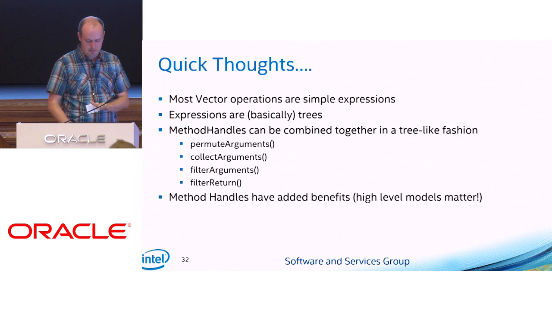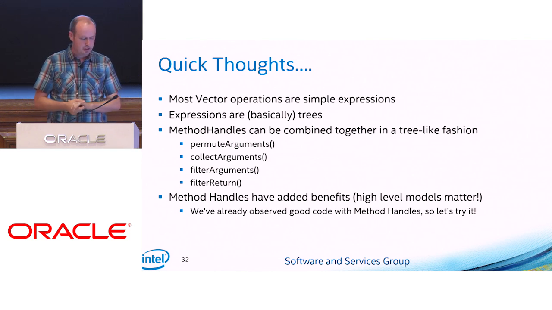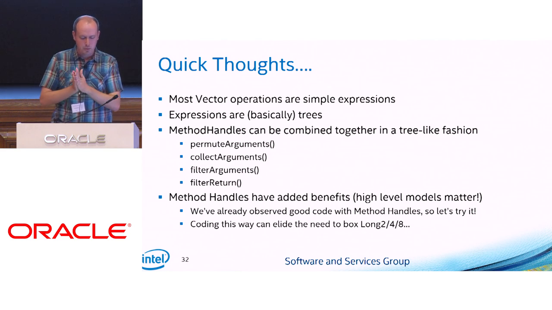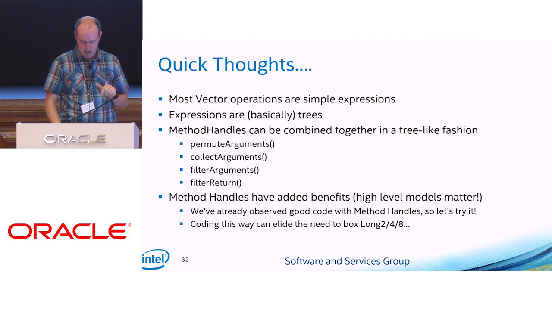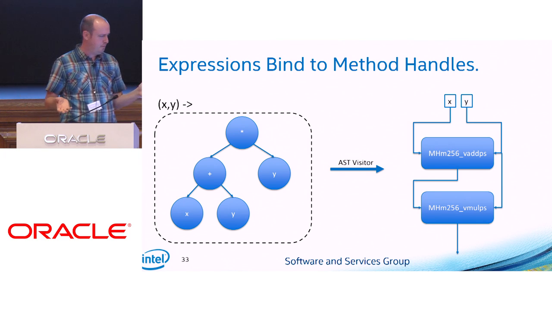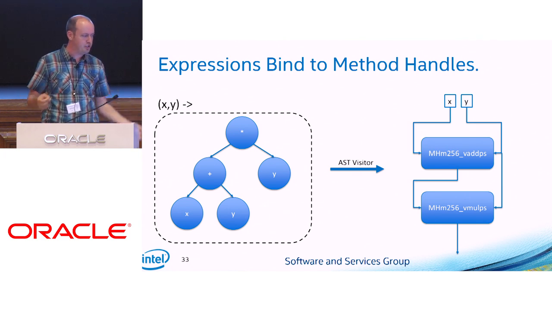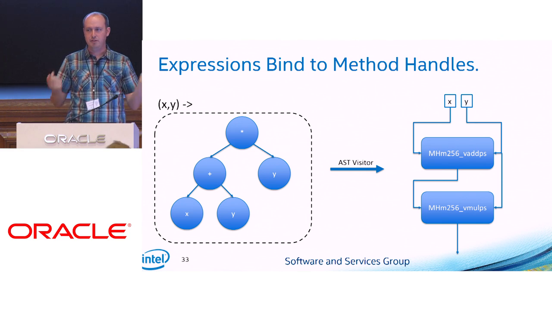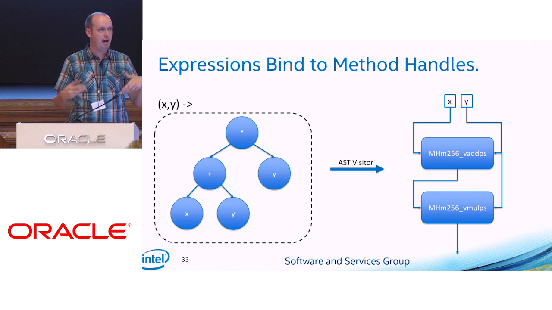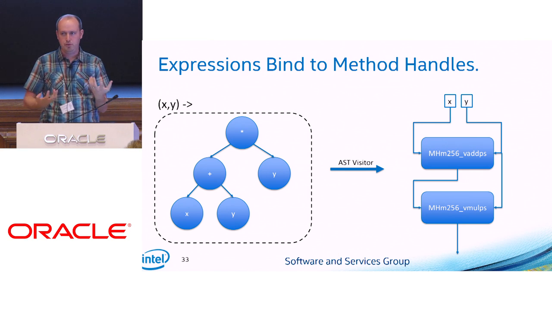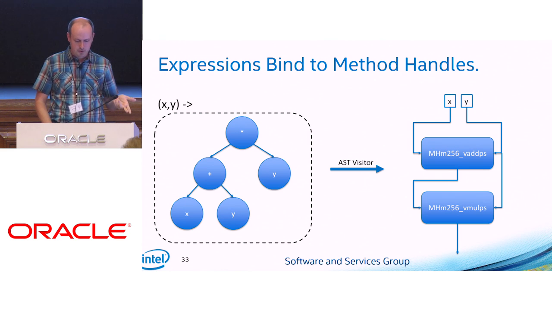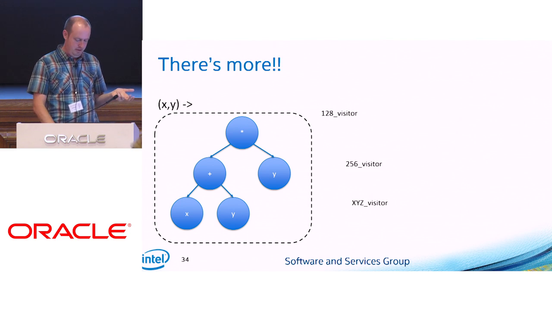So method handles have added benefits here. We've observed some good code, so why not? And coding this way, we've already seen, can help elide boxing. So this is sort of the idea. If you construct an expression tree, it's just a tree. You have a visitor. The visitor traverses the tree. The visitor then produces a bound-up method handle composed of all the corresponding method handles that relate to this expression tree. So that's cool, but wait, there's more, right?